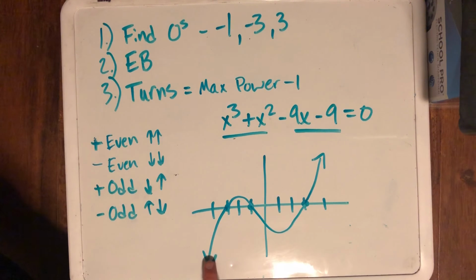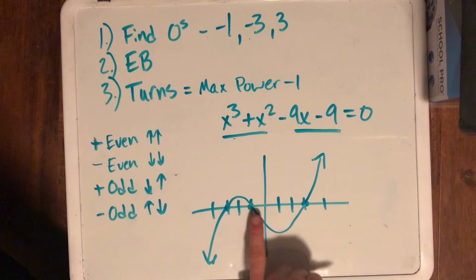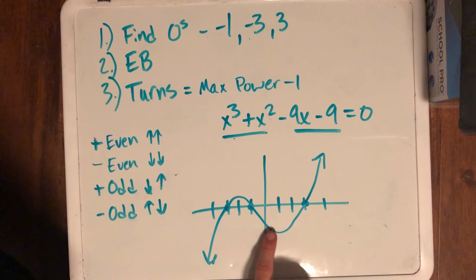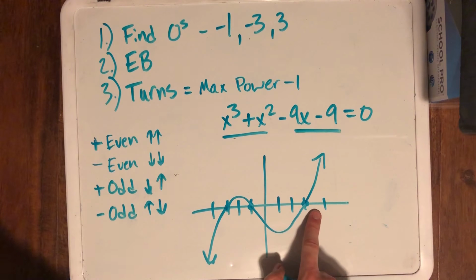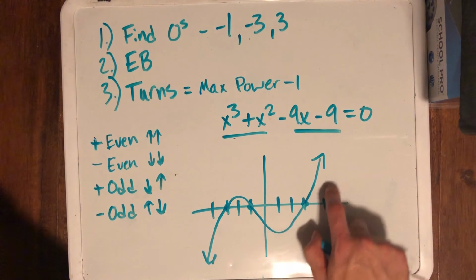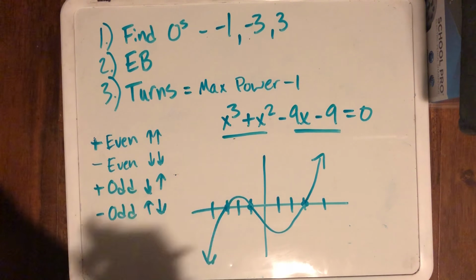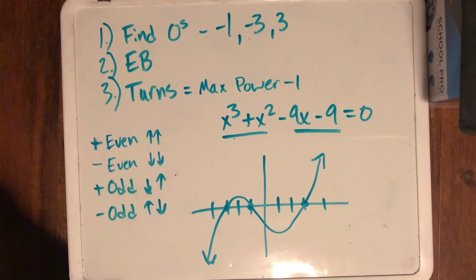So now we can see again, we have 2 turns. We go from uphill to downhill, that's 1 turn. Then we go from downhill to uphill, that's another turn, 1, 2. We cross through all of our points, which are zeros, so that's good too. And our end behavior is looking good according to our cheat sheet. So this would be a good sketch for this one.